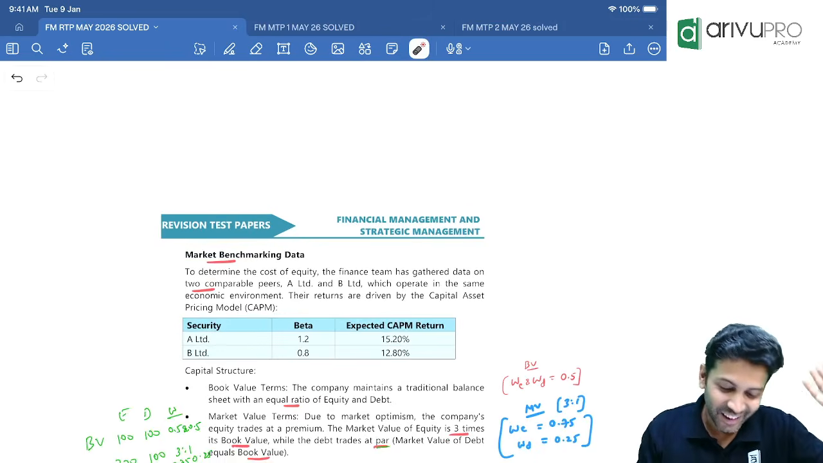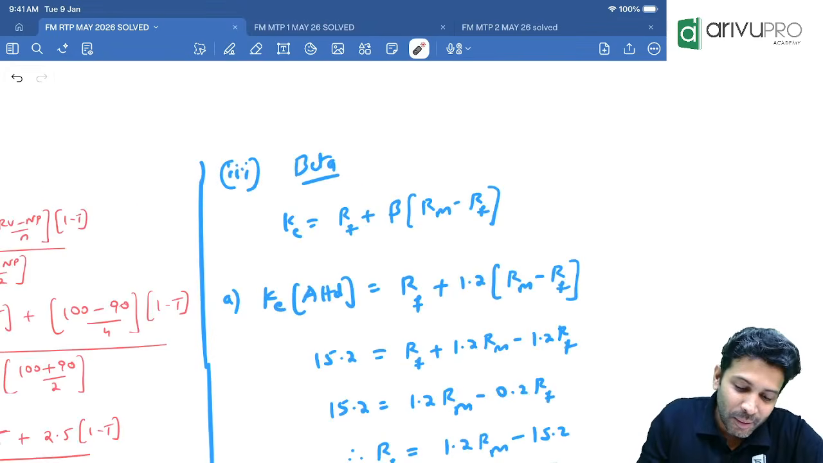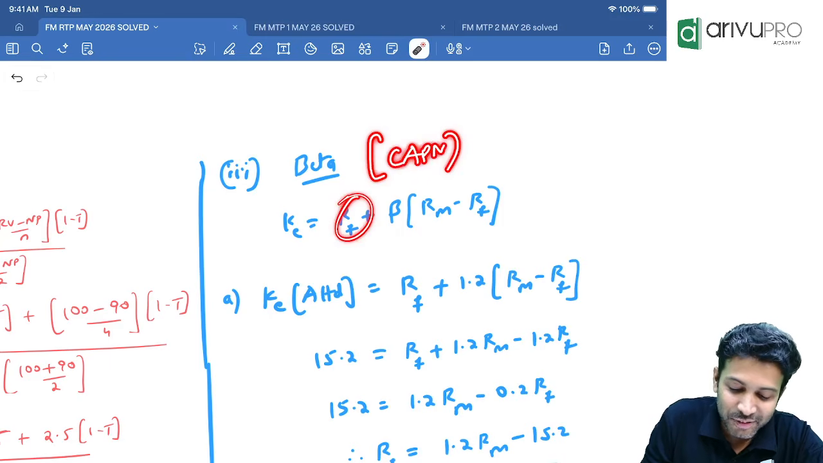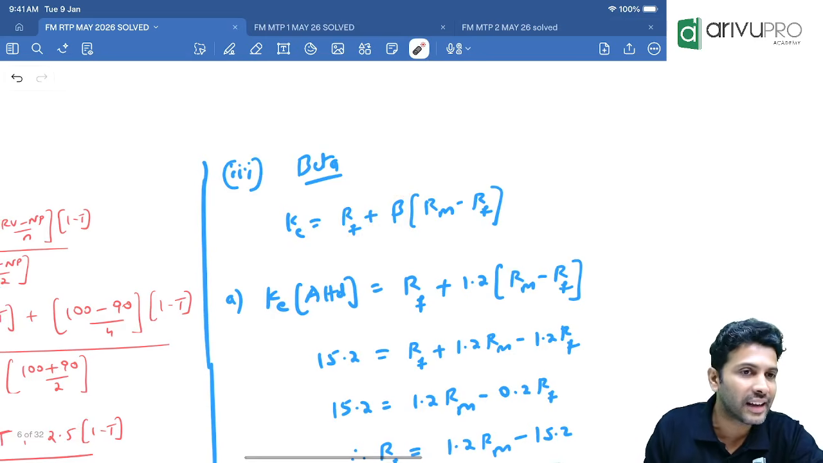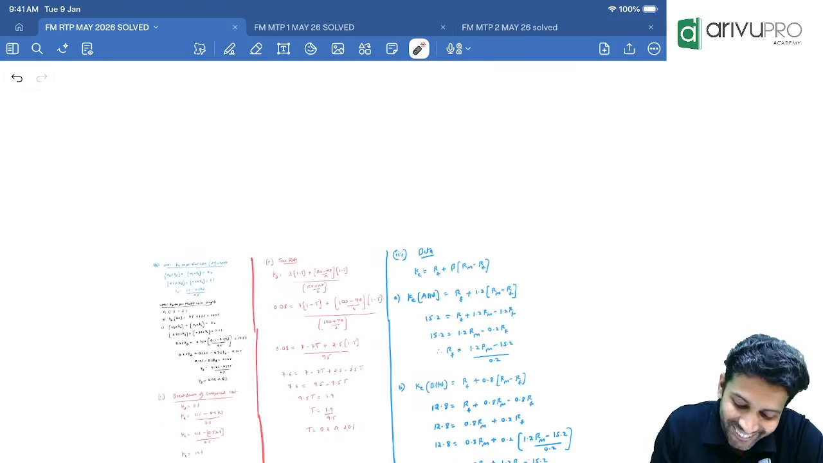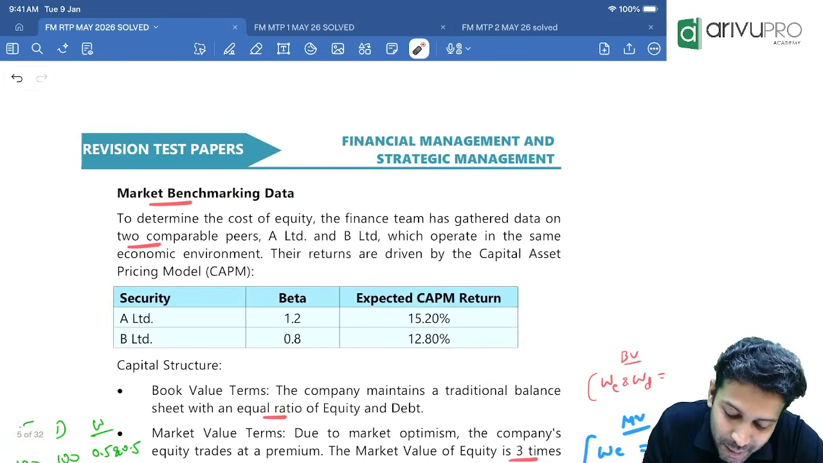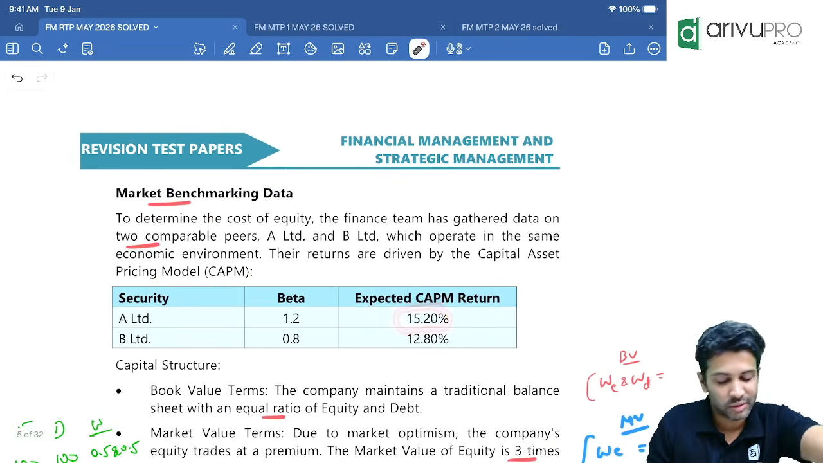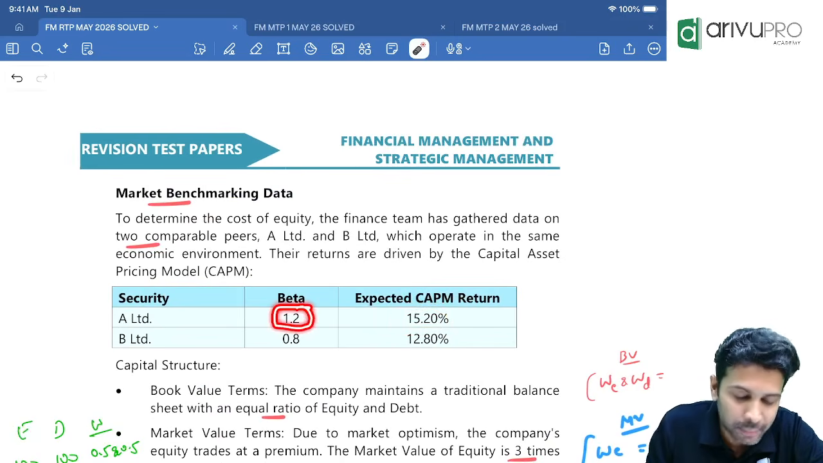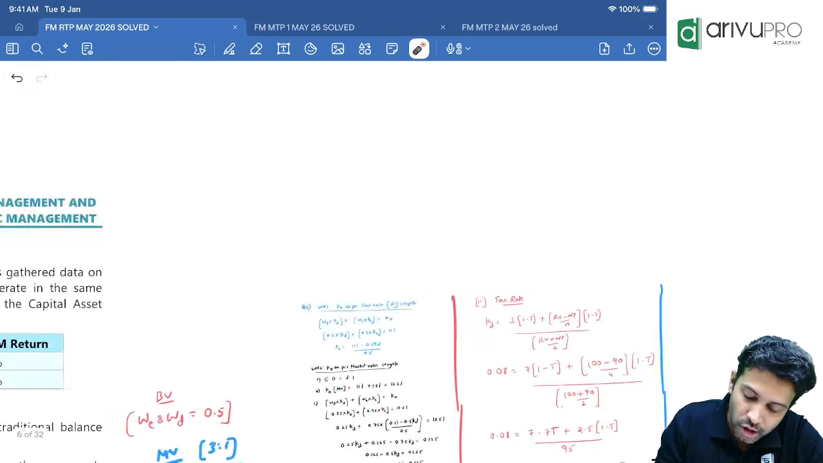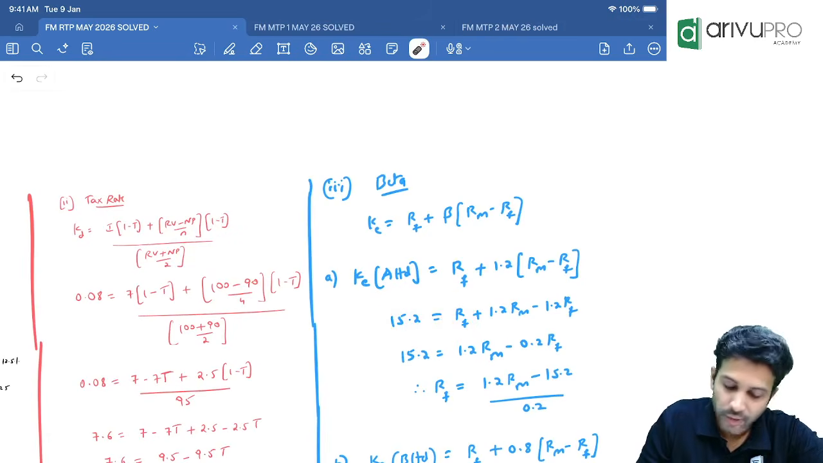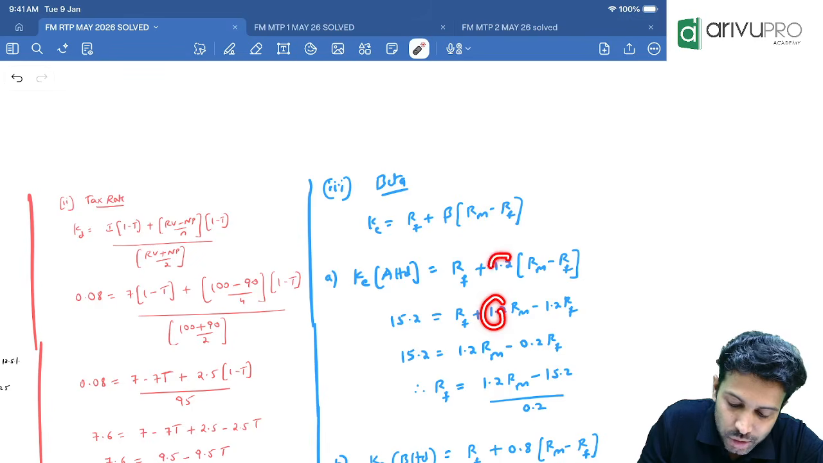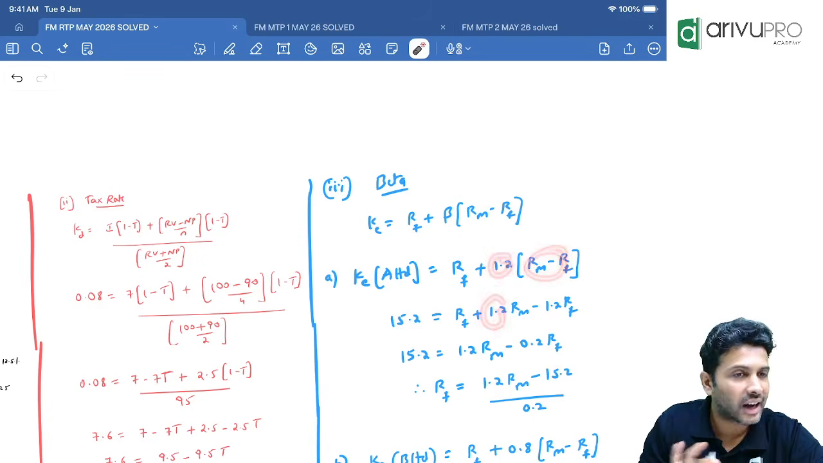Okay, now just check. What is the CAPM model formula? RF plus beta into RM minus RF. First, they have given cost of equity of A Limited. How much is that? 15.2. Beta of A Limited, do you know? 1.2. Cost of equity is 15.2. RF, you don't know. Beta is 1.2. RM minus RF, you don't know.